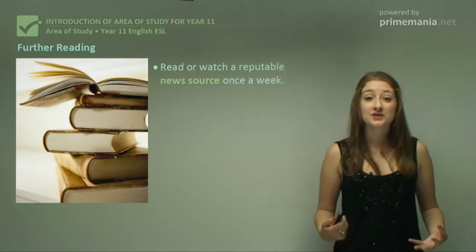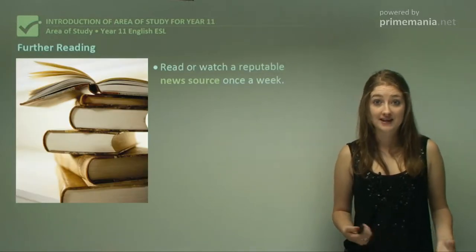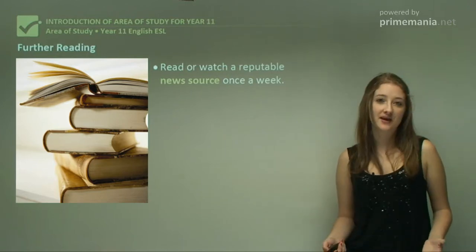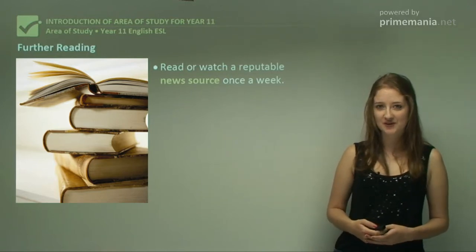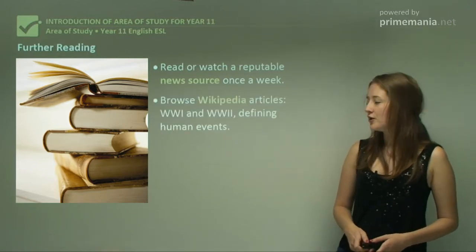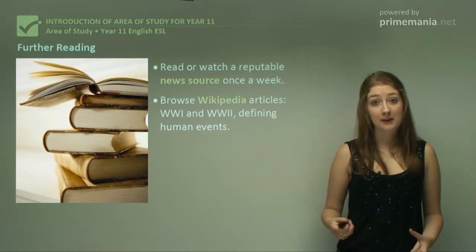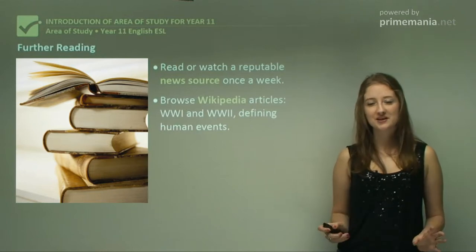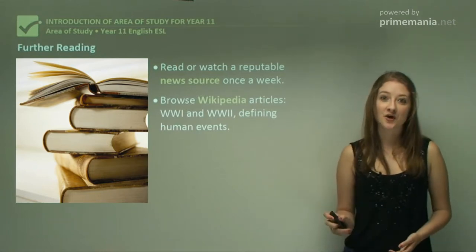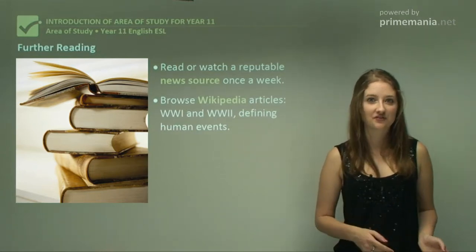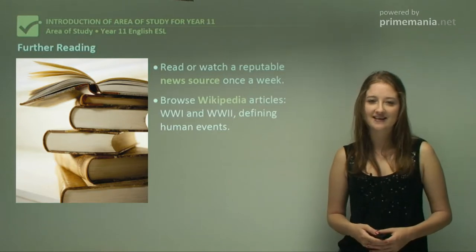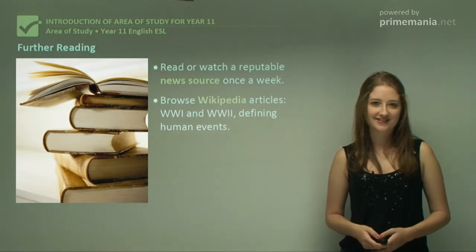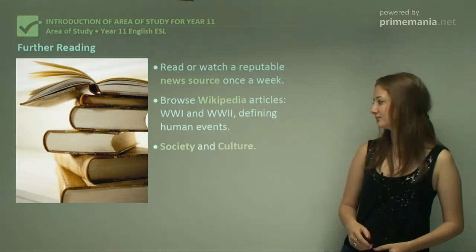So, the way you can achieve this is through some further reading, as we've discussed. You should read or watch a reputable news source once a week. You can also do things like browse Wikipedia articles on defining human events. You shouldn't worry too much about this, as later on we're going to be examining some specific issues in Australian history and looking at how you can apply these to your studies.